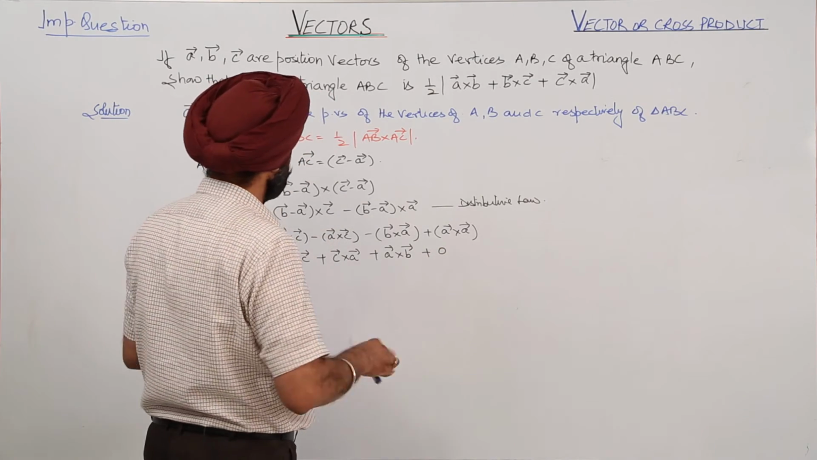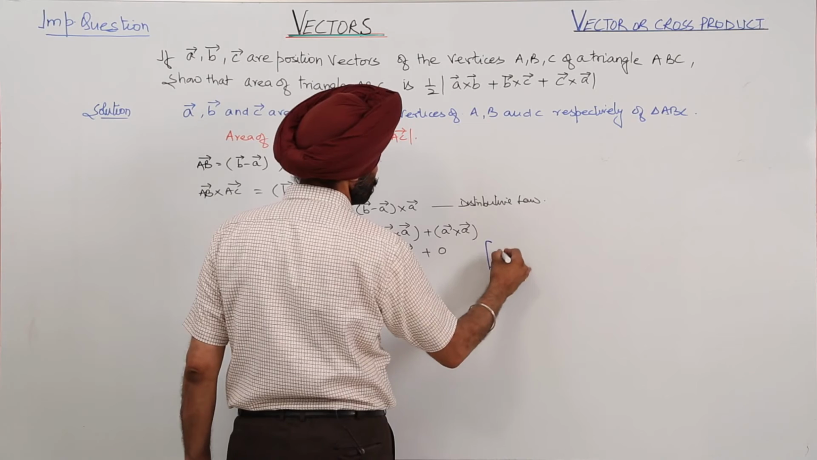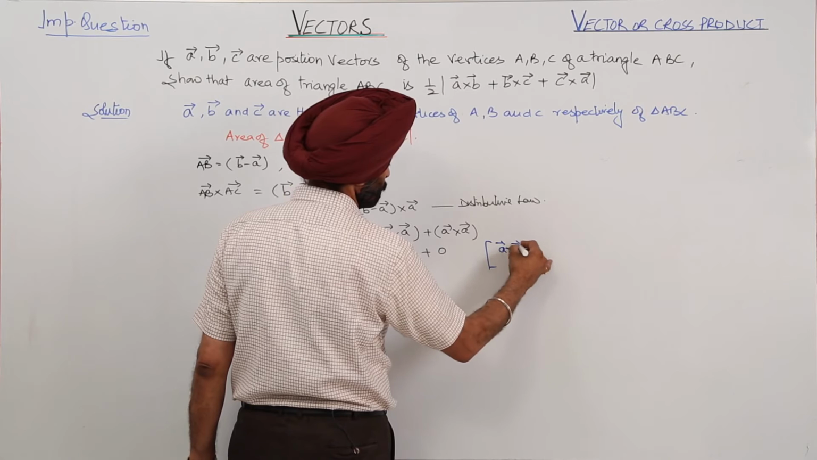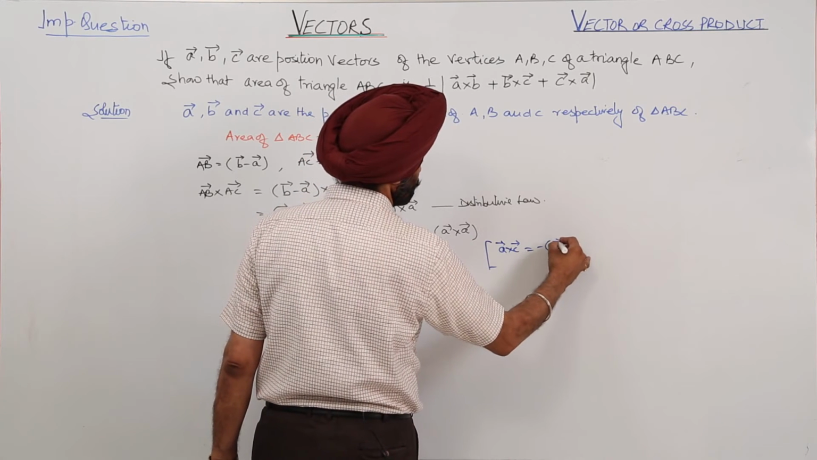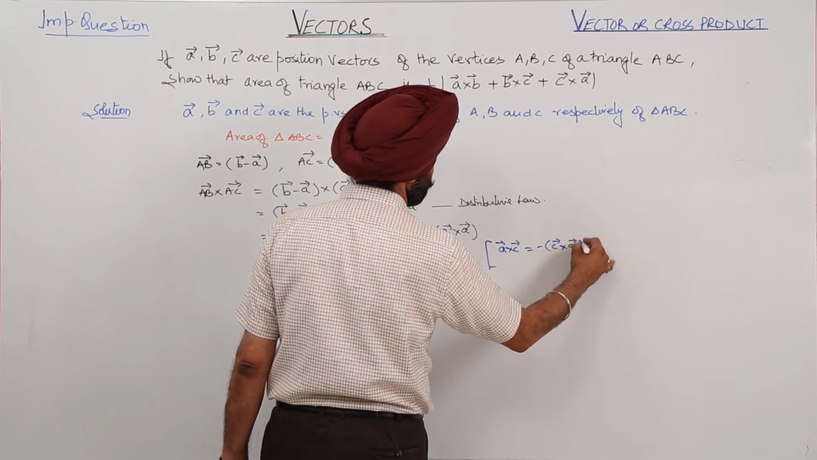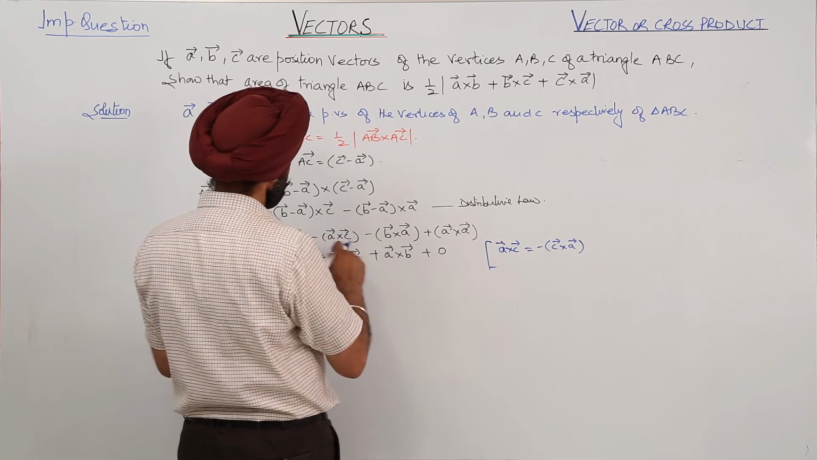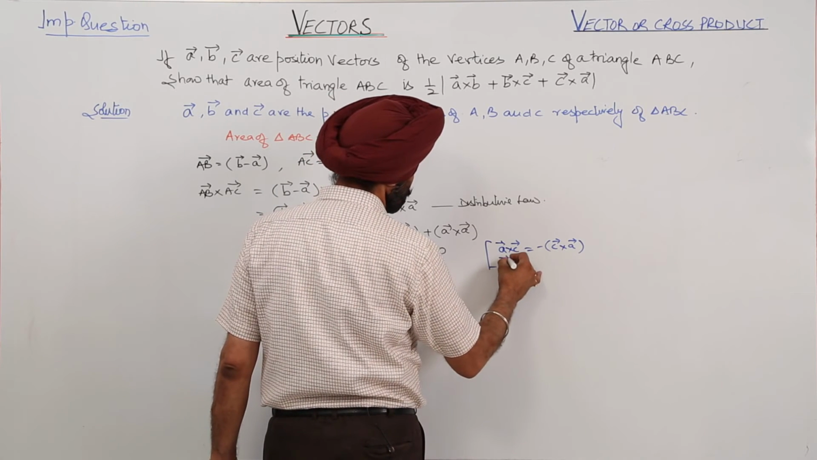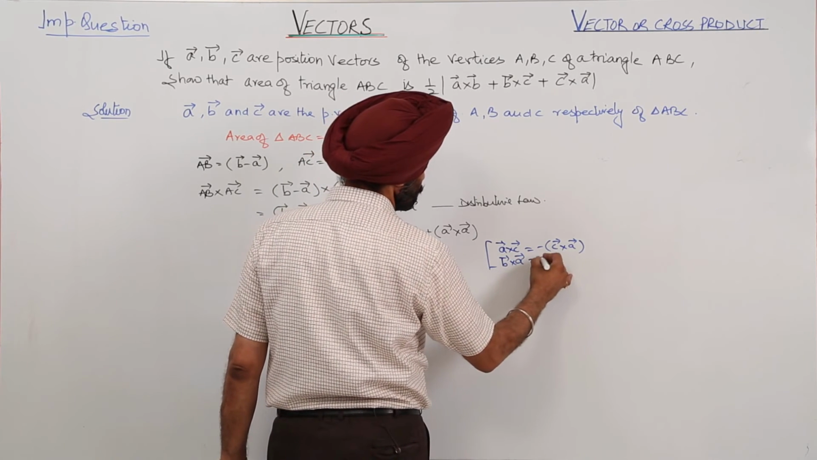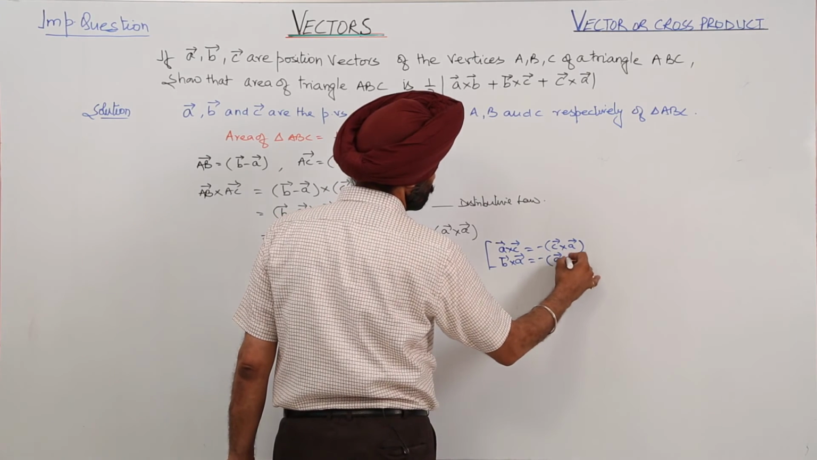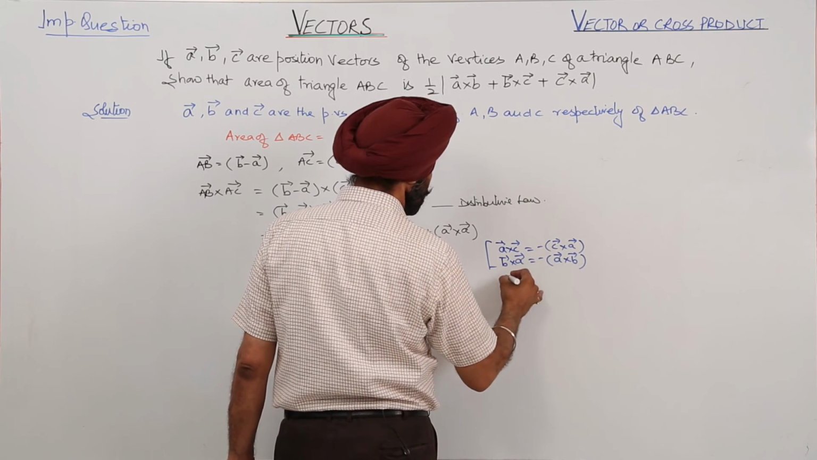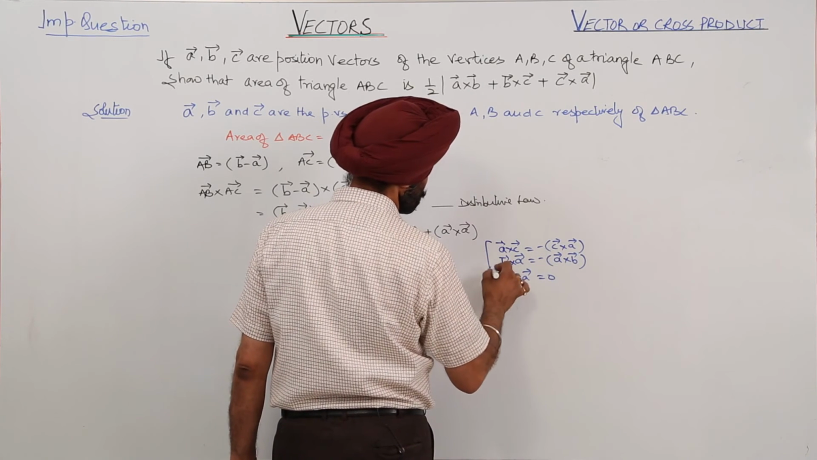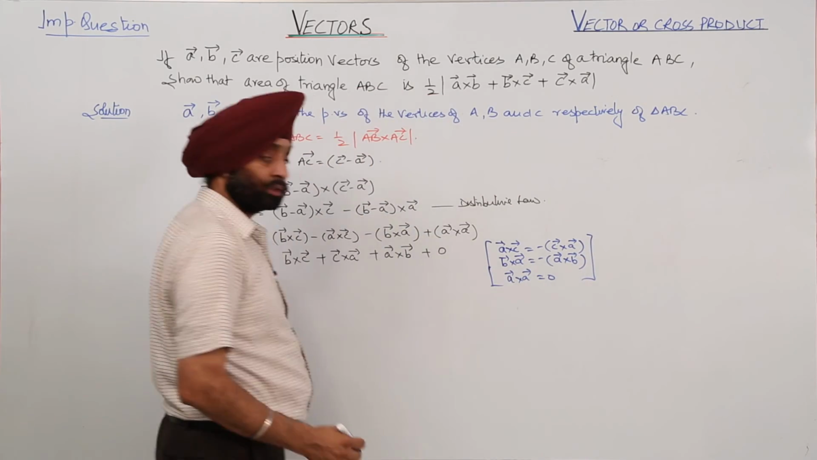Now, what we have done: vector A cross vector C is equal to negative of vector C cross vector A. Then vector B cross vector A is equal to negative of vector A cross vector B, and vector A cross vector A is equal to 0. So, we have used these three things.